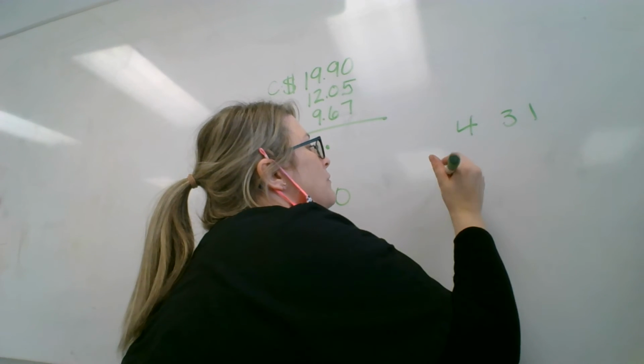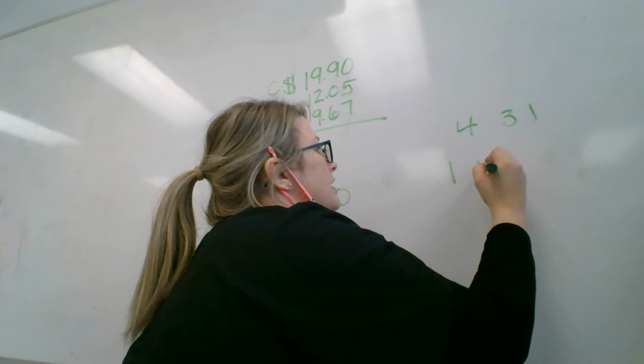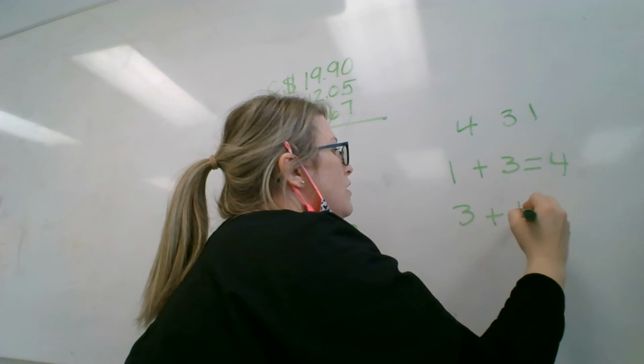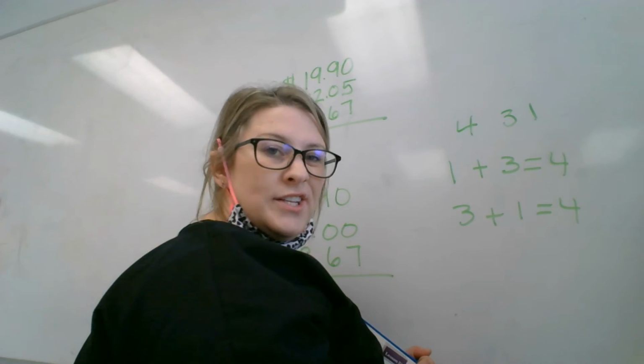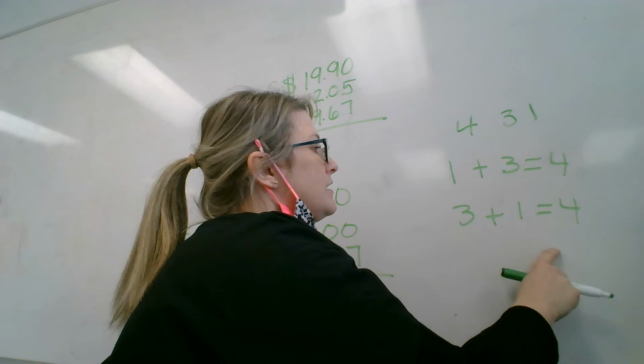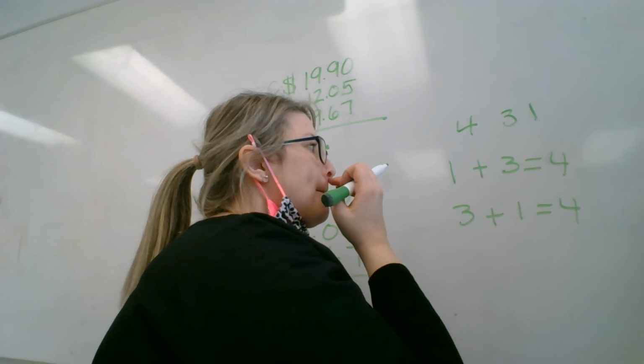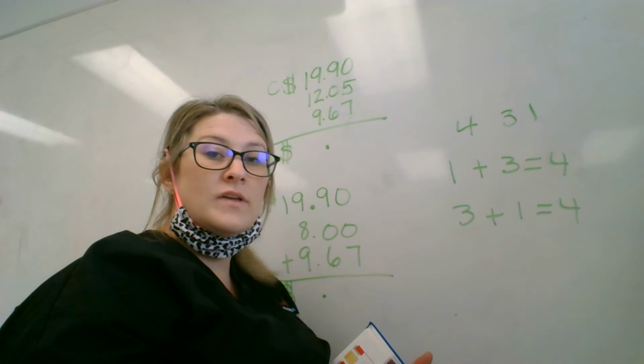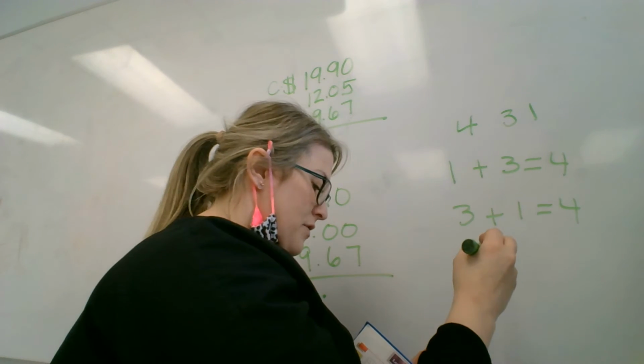Okay, so my numbers are 4, 3, 1. Let's see. I can write an addition fact. 1 plus 3 equals 4. Or I can say 3 plus 1 equals 4. Those are the only two that I can do. Okay, because I'm not going to do any subtraction ones. I can't do any multiplication ones, so it's going to be one of those.